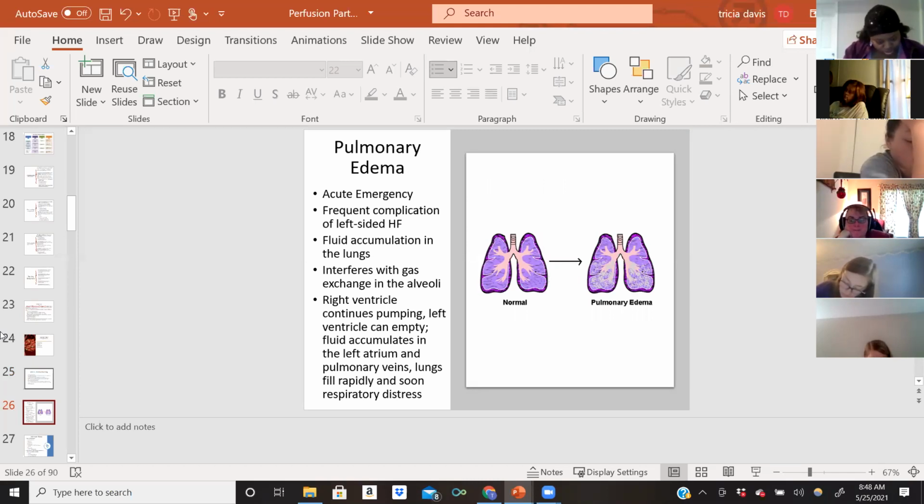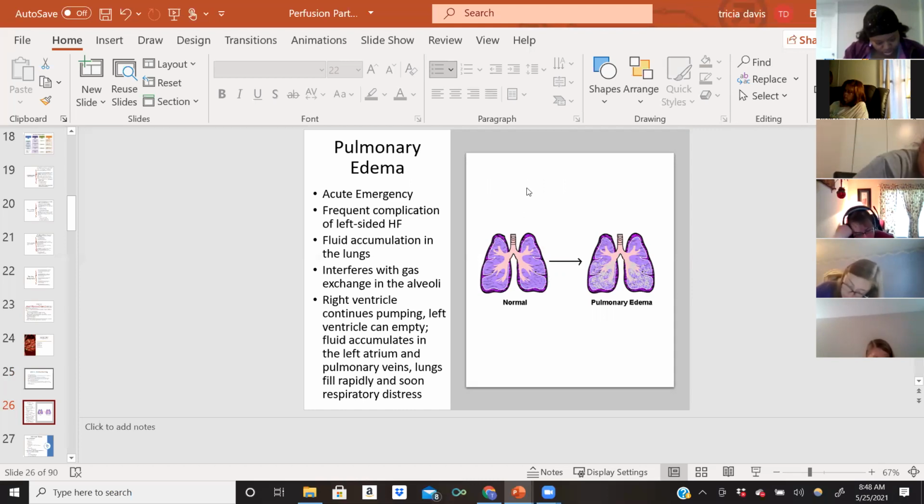So pulmonary edema is an acute emergency. In the picture here, you can see the lungs: a normal set of lungs on the left, and over here on the right, what pulmonary edema looks like. You can see how it affects all those bronchioles. You're not going to get a lot of airflow in there.